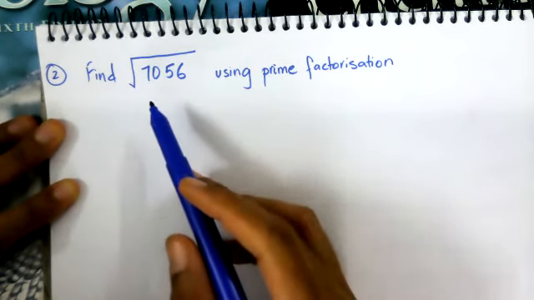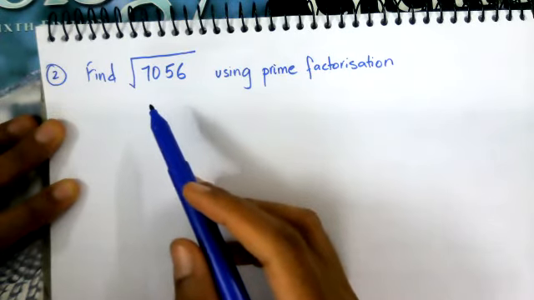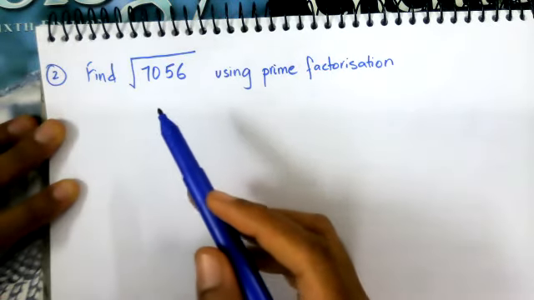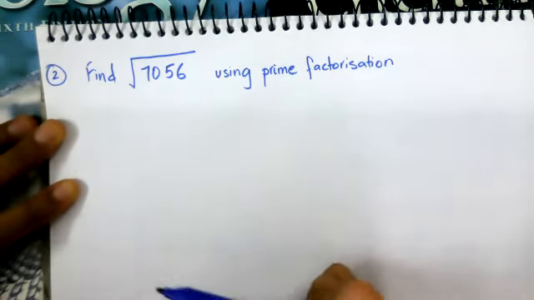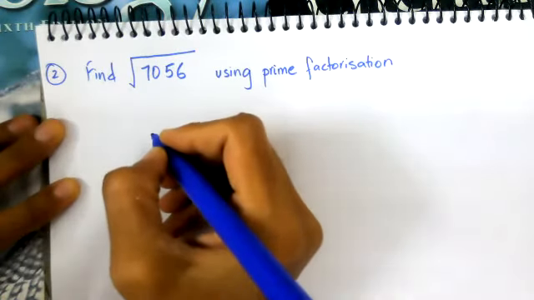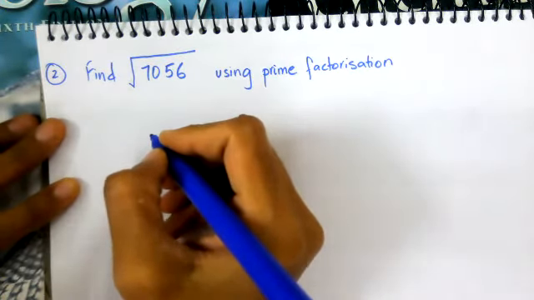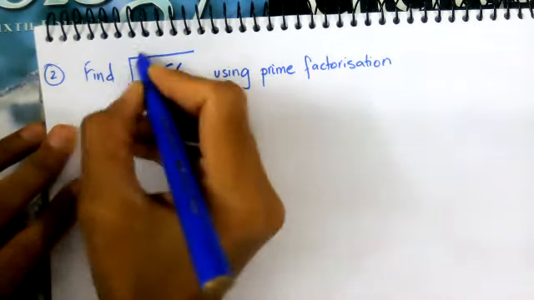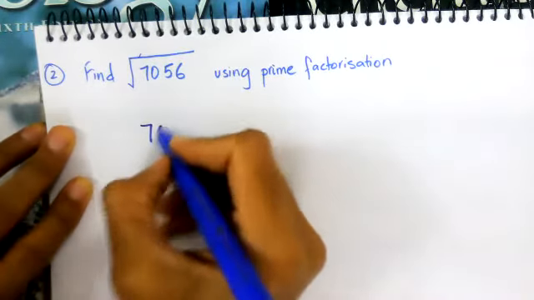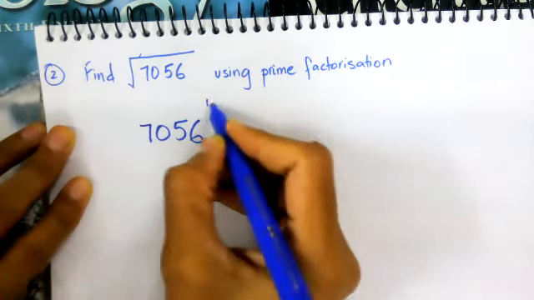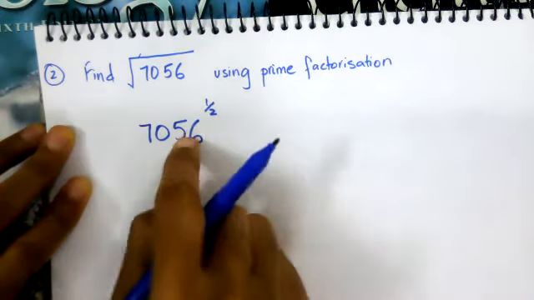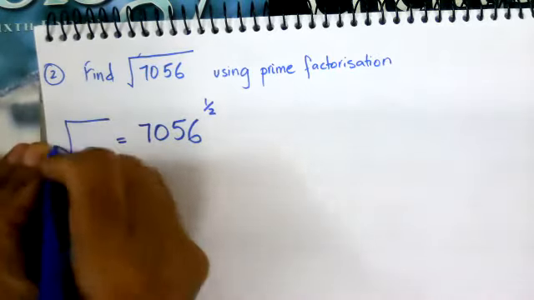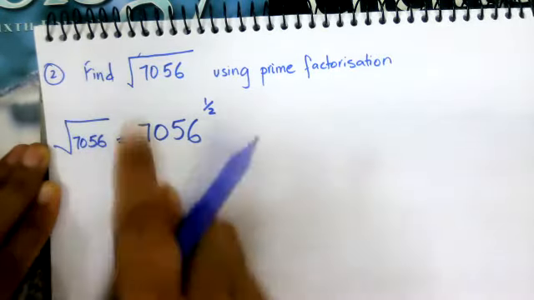It means find the square root of. We have to divide the number into 2 equal parts. It means 1 over 2. You need to find two numbers to multiply to get this. So this square root basically means to the power half, to the power of 1 over 2. You can write it this way as well.